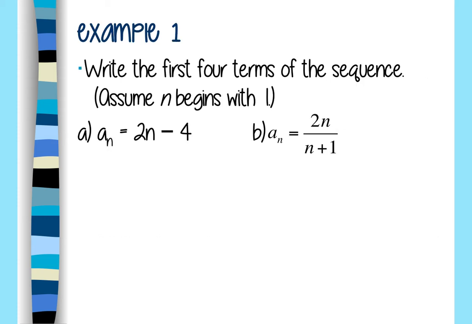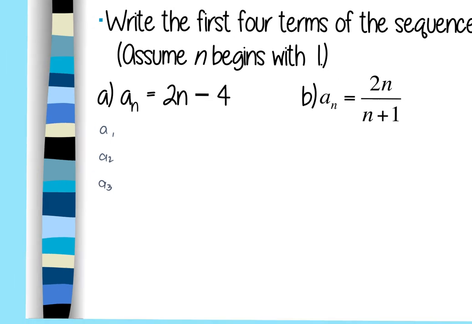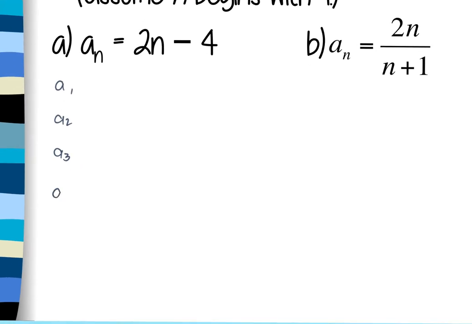So this starts with just basic plugging in. It says write the first 4 terms of the sequence, and unless it tells us otherwise, from here on out we will assume N begins with 1. So if A is 2N minus 4, then I'm going to find A1, A2, A3, and A4, and I just plug those numbers in.